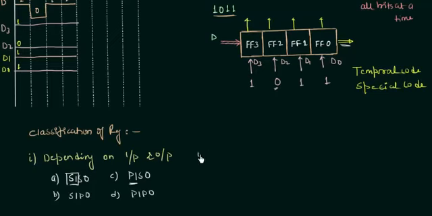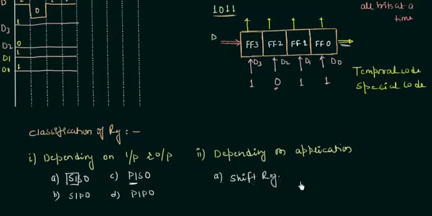We can also classify the registers depending upon the application. And we have two types of registers depending on the application. The first one is the shift registers, and this one is very important. We will study it in detail. And the second type in this category is the storage register. So these are the two types depending upon the application.